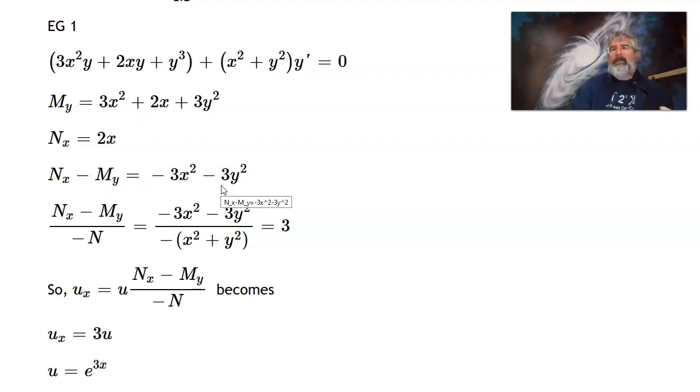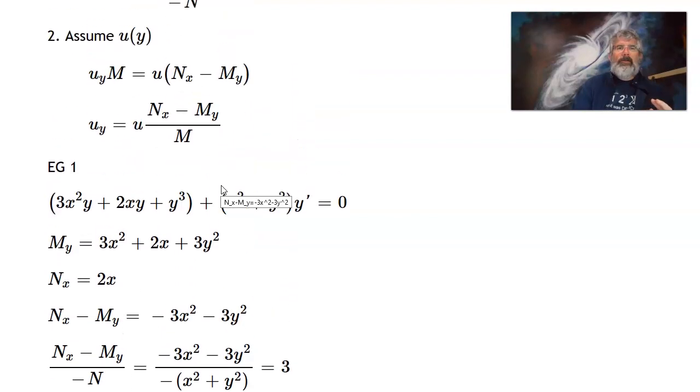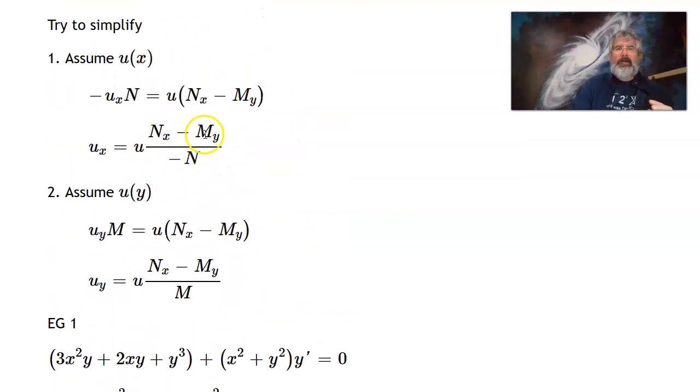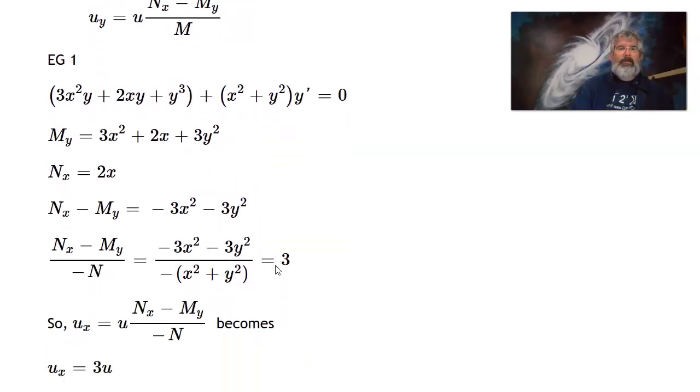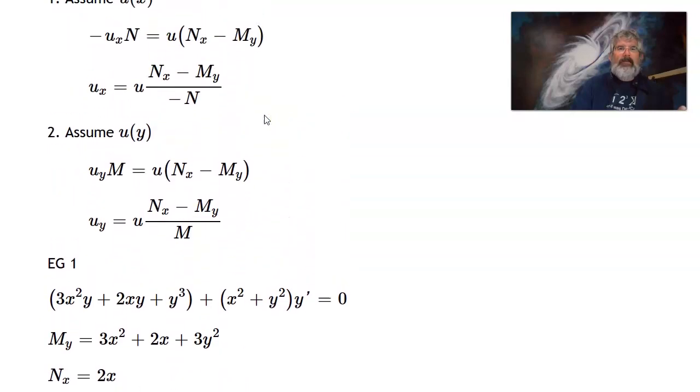I'm either going to assume u is a function of x or u is a function of y, and I don't know which one I'm going to do. But notice in both of these cases, the numerator was n_x minus n_y, the partial of n with respect to x minus the partial of n with respect to y. So I'm going to look at that first and then see which one, either dividing by n or dividing by m, would make more sense. So where am I? n_x minus n_y is this, which actually looks a lot like that one. So dividing by n was under the first assumption, right?